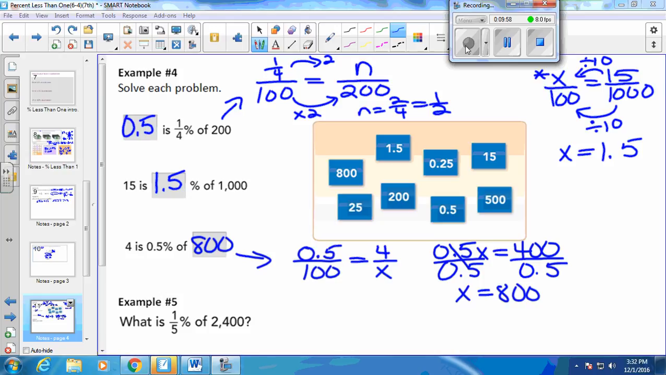For 4 is 5/10% of 800, I did the same thing here, set up my proportion, then I wrote my equation and divided it out. You are allowed to use calculators, just want to remind you of that. So for number 5, go ahead, give that one a shot.